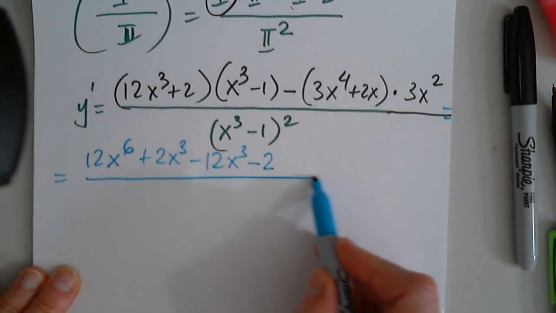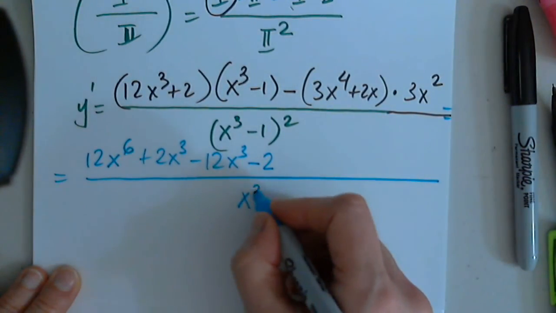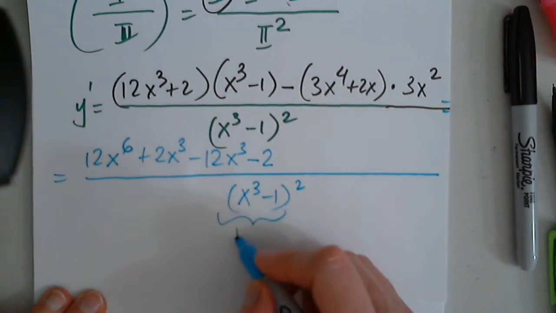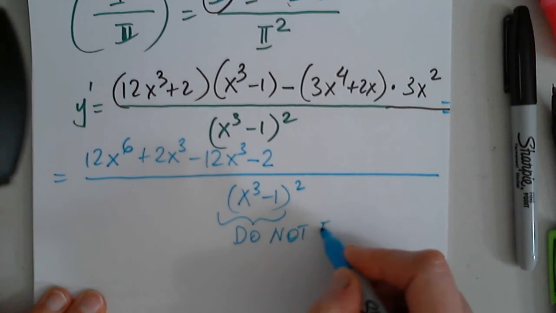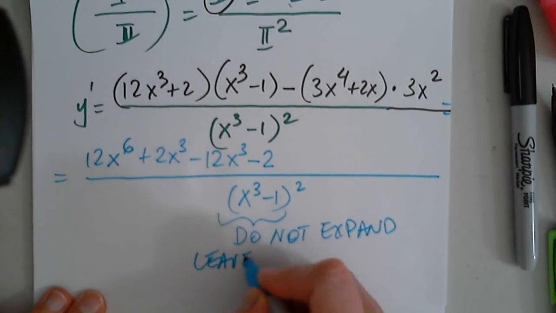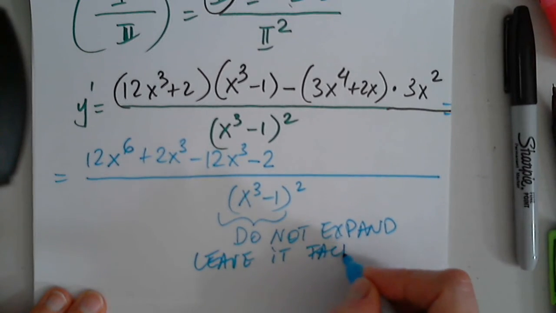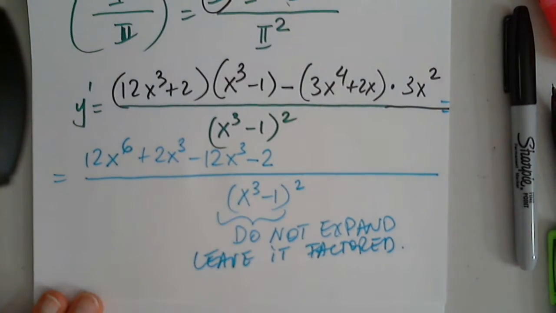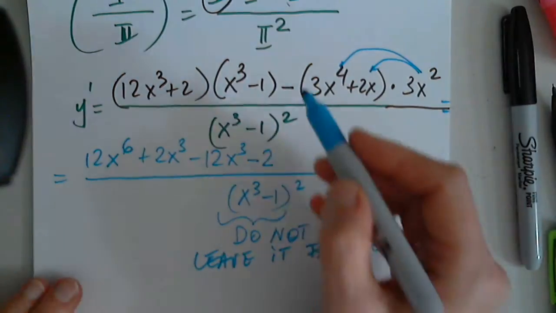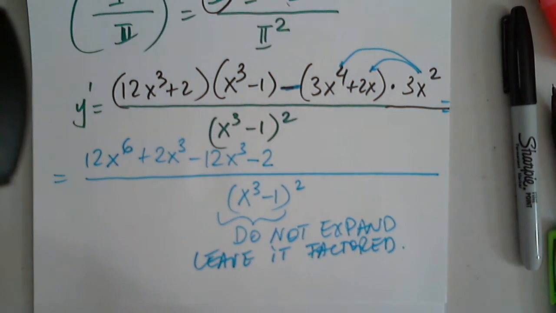Does everyone agree with the numerator so far? Do not expand the factors in the denominator. Do not expand. Leave it factored, please. Okay, now we are going to distribute 3x squared to these two terms, keeping in mind there is a minus in front. Who would like to do this?